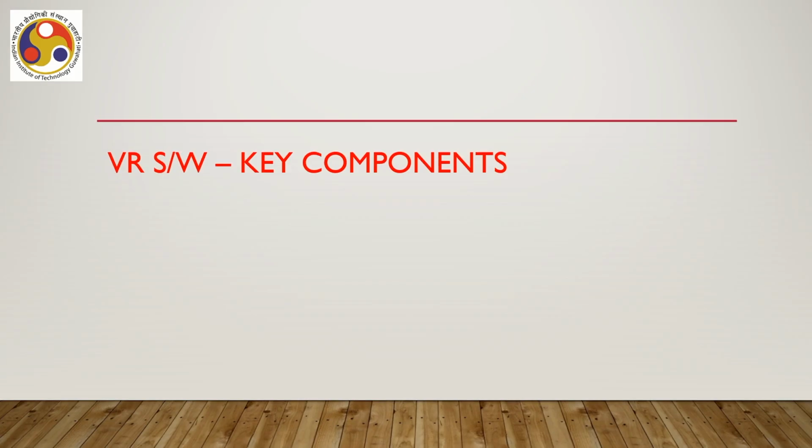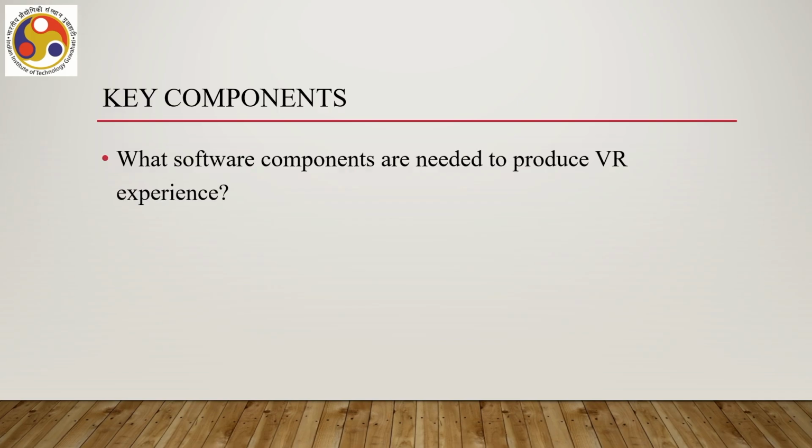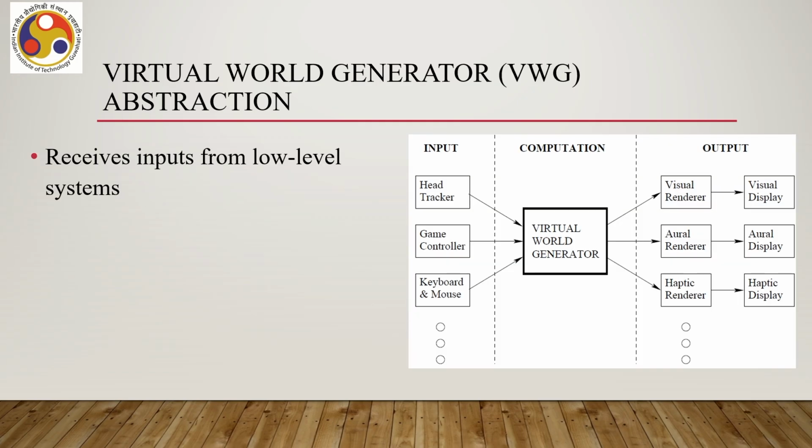So, what are the key concerns when we are talking of VR software from the developer's point of view? We can understand that in terms of some key components that the software should support for a developer to build a proper VR experience. In order to understand that, we can think of the whole software system as an abstraction, which is a virtual world generator abstraction. We can call it VWG.